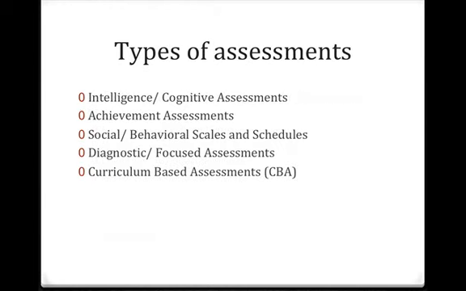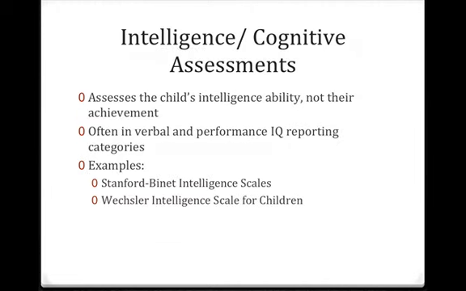Okay, the types of assessments we're going to be looking at are intelligence and cognitive assessments. We'll get to that first, then achievement, social behavioral scales and schedules and those types of things, diagnostic and focused assessments, and then finally CBAs, and then at the very end we'll get into RTI, just very briefly. In the intelligence and cognitive assessment, the child's intelligence ability is assessed, not their achievement ability.